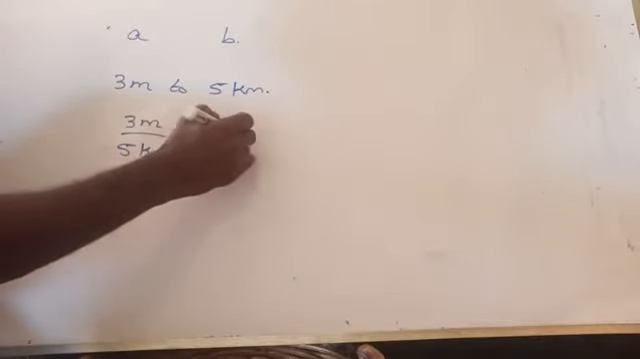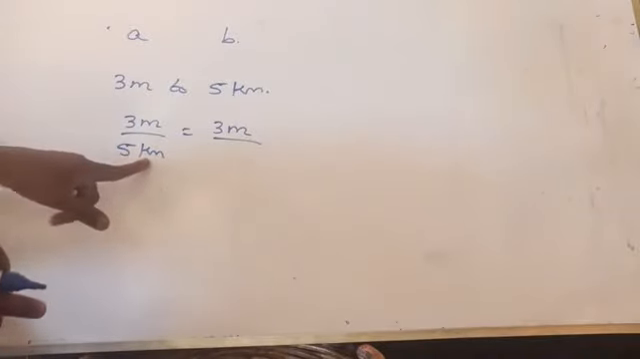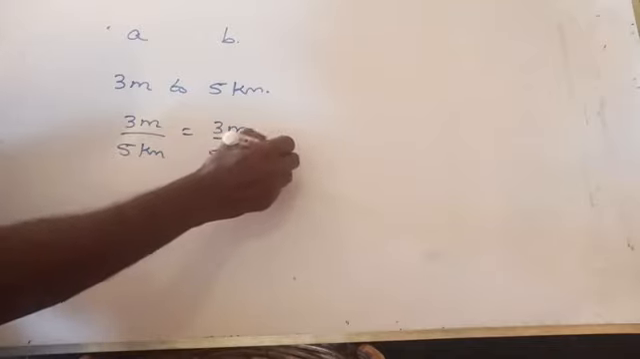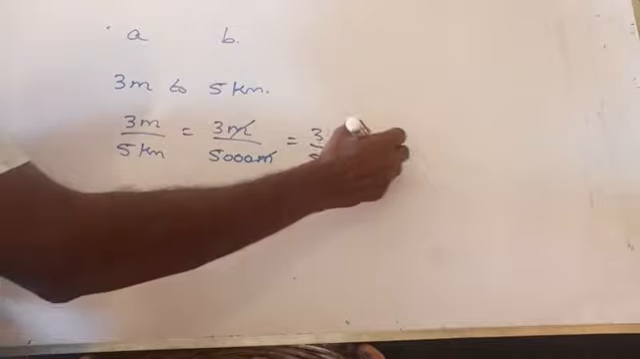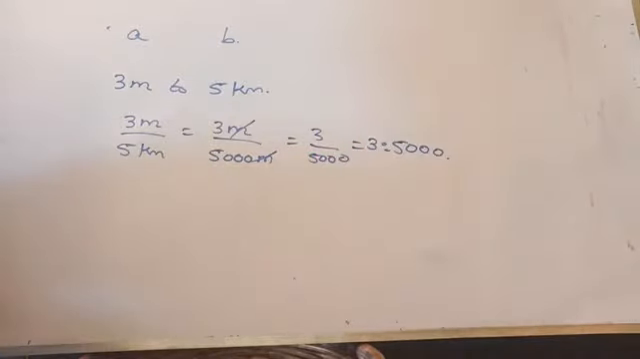Now we convert them into the same unit. Here it is given in kilometer. Now convert into meter, then it will be 5000 meter. So meter you can cancel. That is 3 by 5000, which is nothing but 3 is to 5000. Are you getting there?